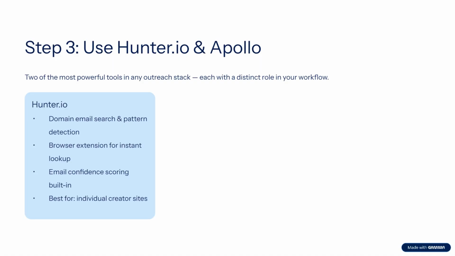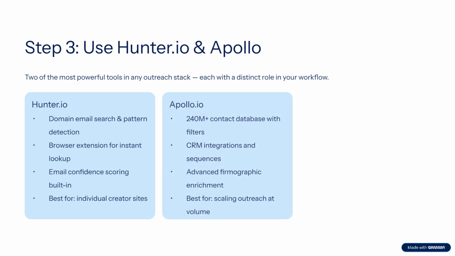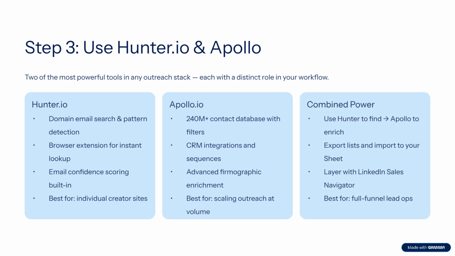Step 3 involves using Hunter.io and Apollo. Hunter.io is great for domain email search, instant lookup, and confidence scoring, best for individual creator sites. Apollo.io excels in contact databases, CRM integrations, and scaling outreach at volume. Use them together for maximum power.